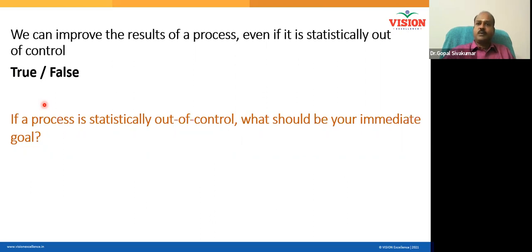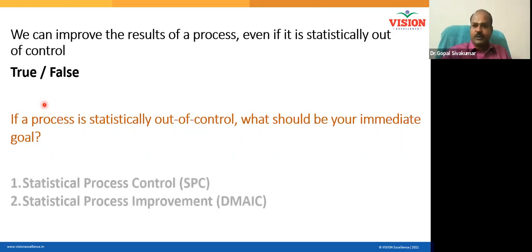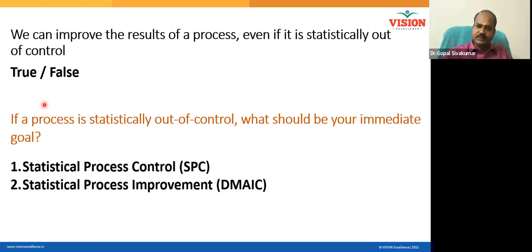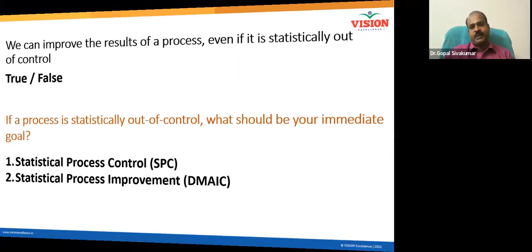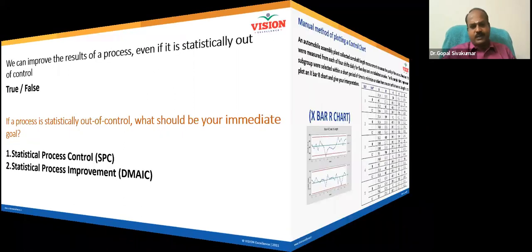So if the process is statistically out of control, there are two possibilities. One is stabilizing the process. Another is improving the process. Our immediate goal should be statistical process control, right? Then if everything is under control, go for the next stage, which is statistical process improvement. And now let us understand how to plot a control chart.